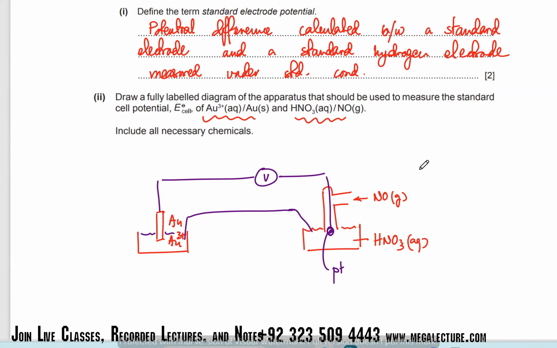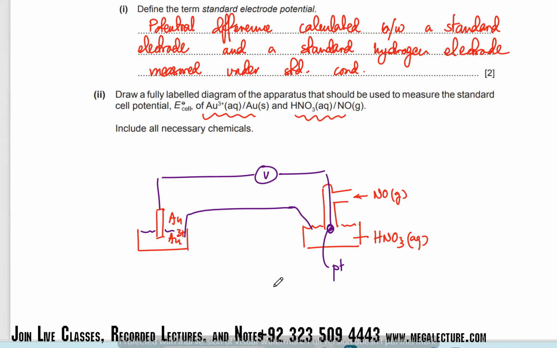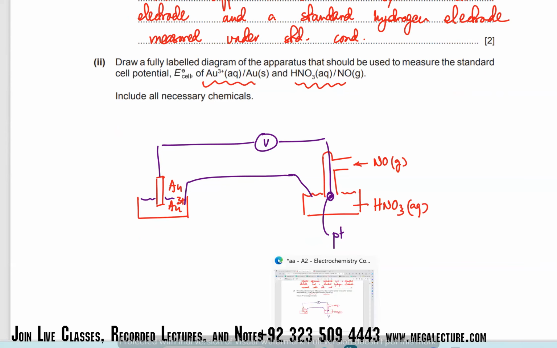Okay, the NO gas is going to be at 1 atmosphere pressure. Eu3+, nitric acid, etc. That's going to be 1 mole per dm cube. All of that. Okay, label the voltmeter, label the salt bridge, the platinum electrode. Okay, label this. So this diagram is complete.